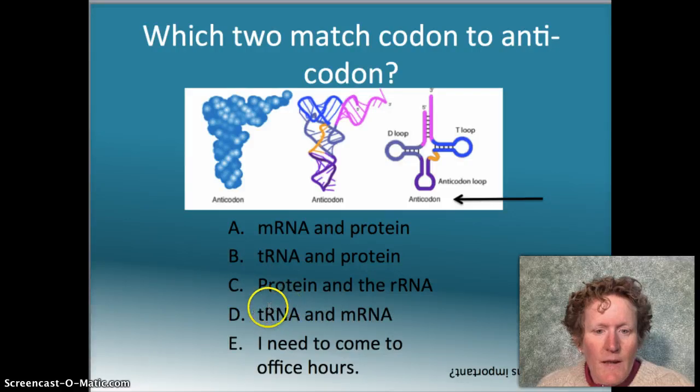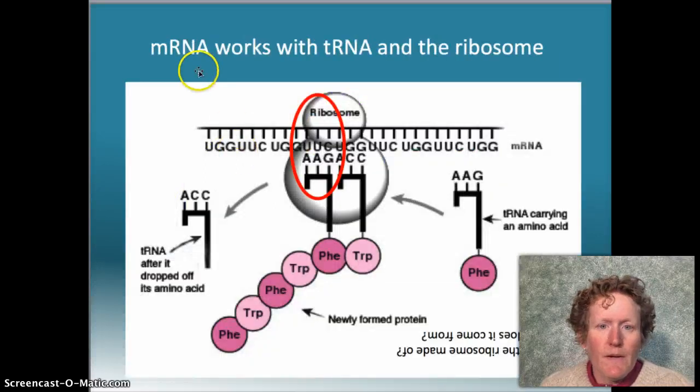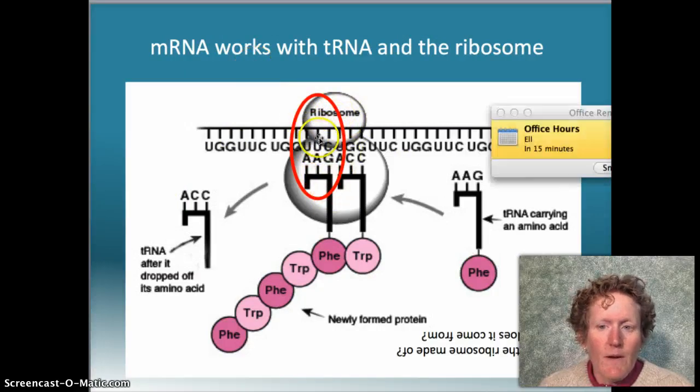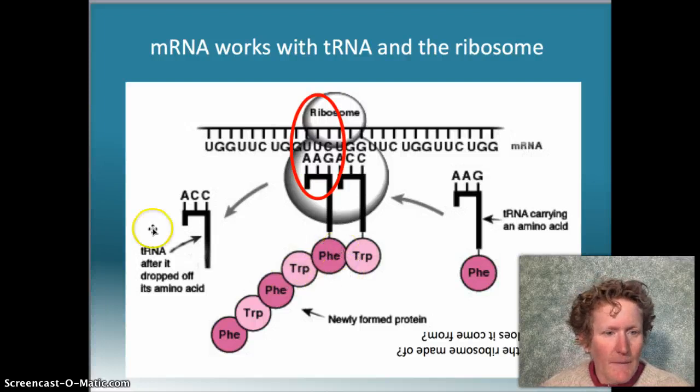So tRNA and messenger RNA are going to match up. Here's the anticodon on tRNA and the codon on mRNA. Here's another view of how mRNA works with tRNA and the ribosome. The ribosome kind of supports the tRNA, hooking up here with the mRNA. And this, of course, is the amino acid chain. It's a newly formed protein, kind of a baby protein called a polypeptide.